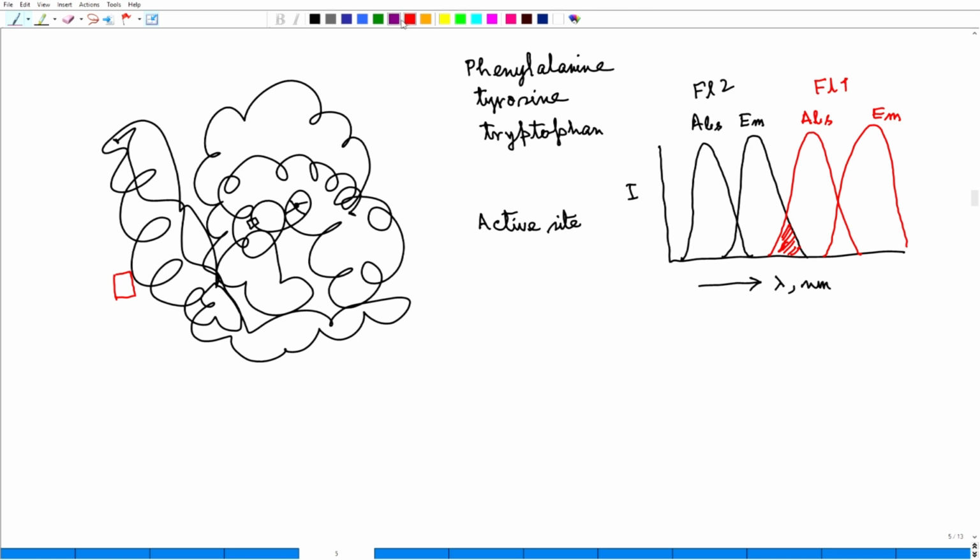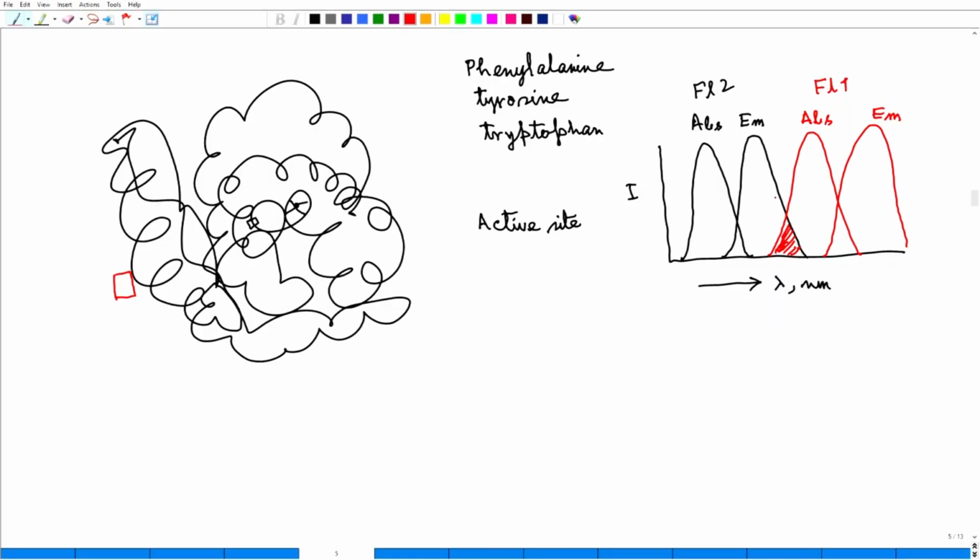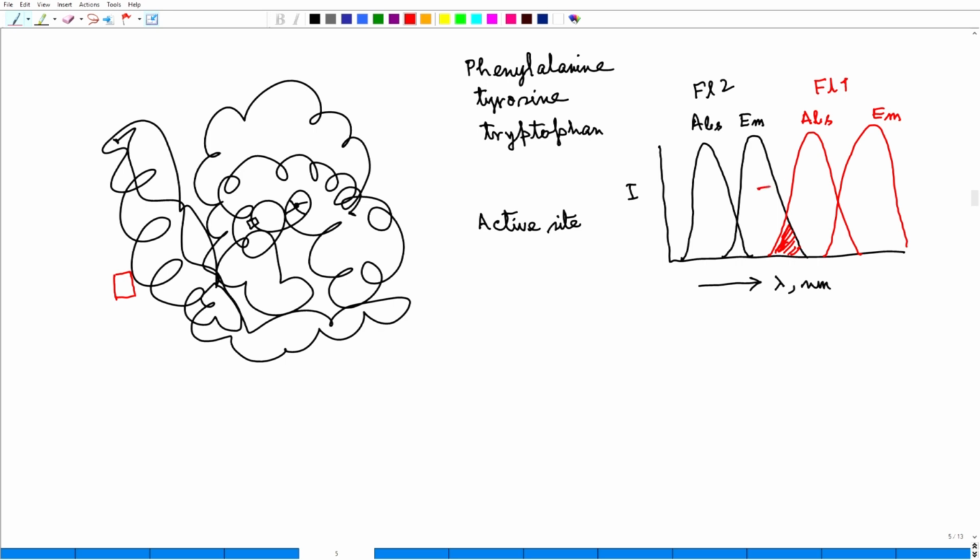This picture means the emission spectra of one fluorophore, the natural fluorophore, and the absorption spectra of my fluorophore have some overlap. This is the overlap area. In that case, what happens? Energy will be transferred from this excited emission, from here to here.